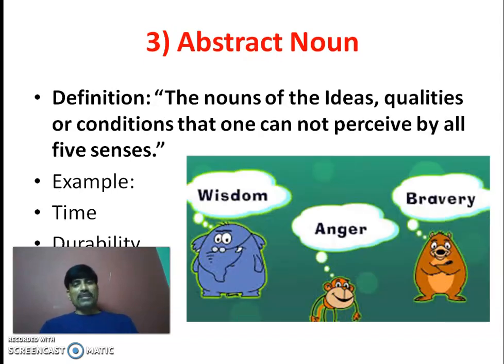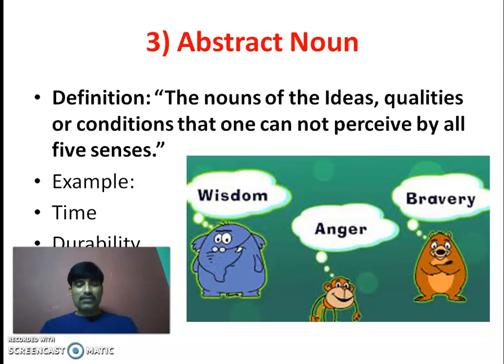The next one is abstract noun. See, the title itself suggests that abstract means you cannot watch it, you cannot see it, you cannot feel it, you cannot touch it, you cannot taste it. Such ideas or the qualities, their nouns, their names are called abstract nouns.